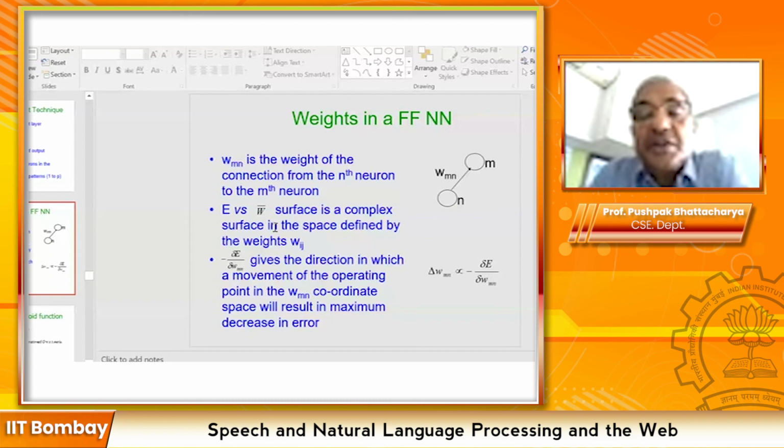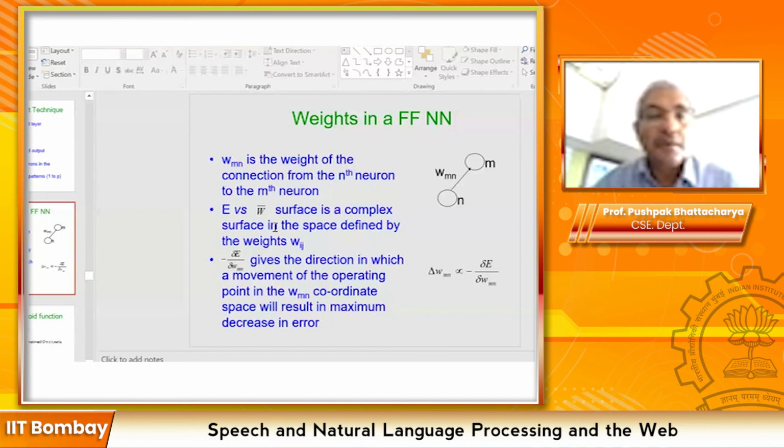The movement of the operating point ensures reduction in error. So the gradient descent algorithm is a greedy algorithm. It always reduces the error because of this quantity, minus delta E by delta W_mn. So it moves in the direction of the negative gradient and thereby decreases the error value. Whether the function is rising or falling at a point, whatever the sign of the gradient, the error value will always decrease if you follow the gradient descent rule.